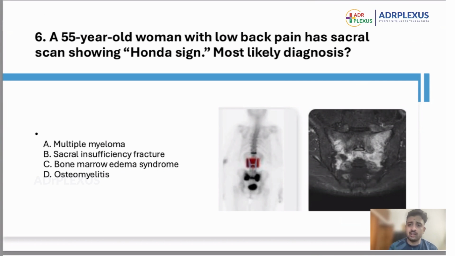Remember, every year they will ask something new, so that it will be a little bit tough for the above average students. So they will come up with something which is always new. So that is normal. So remember, ondasign is seen in sacral insufficiency fractures.